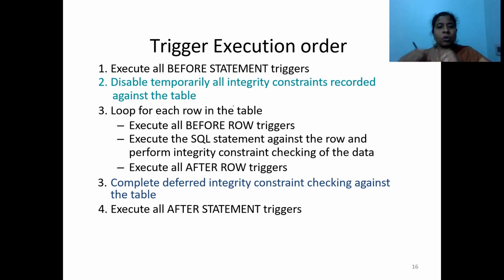That is, execute all before row triggers, execute the SQL statements against the row, and perform the integrity constraint checking of the data. Then execute all after row triggers. So first before row triggers will be executed, and then after row triggers will be executed. Complete the deferred integrity constraint checking against the table, then execute all the after statement triggers. So this order I have already told you using that diagram.